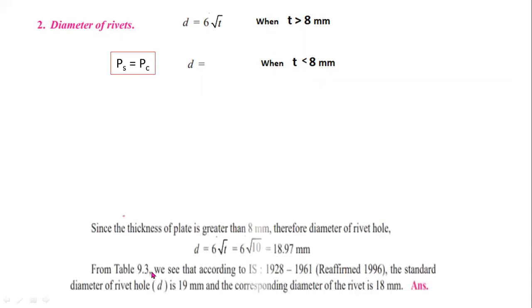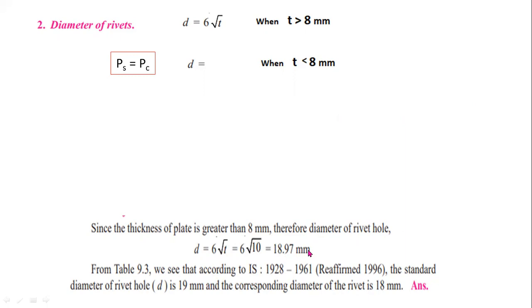Now from the given question, the thickness of the plate is 10 mm. So that means the given plate thickness is greater than 8 mm. So you can use the formula d equal to 6 root t for t greater than 8 mm, where t is equal to 10 mm. So the diameter of the rivet is equal to 18.97 mm.